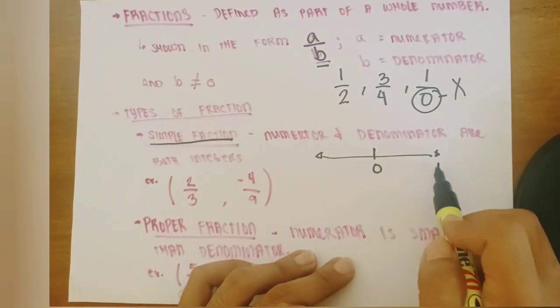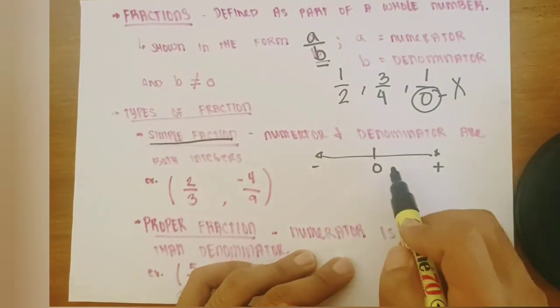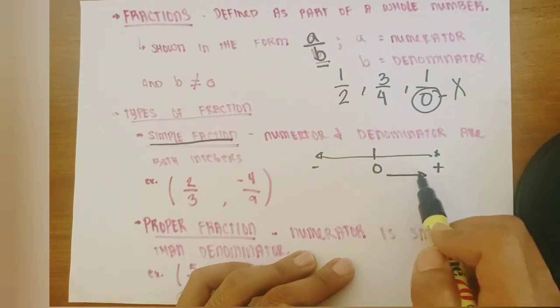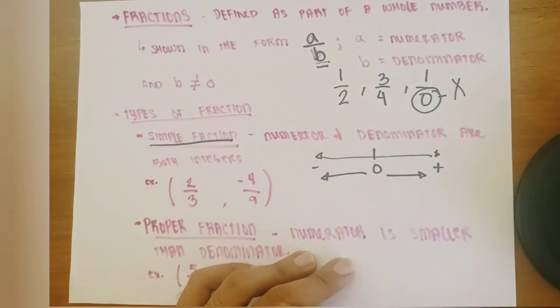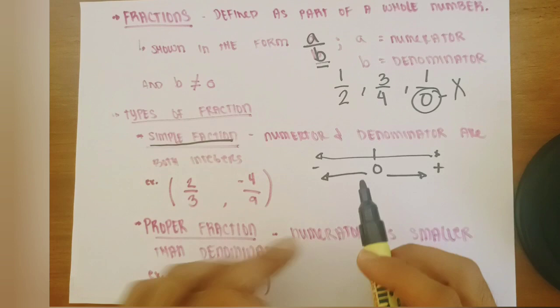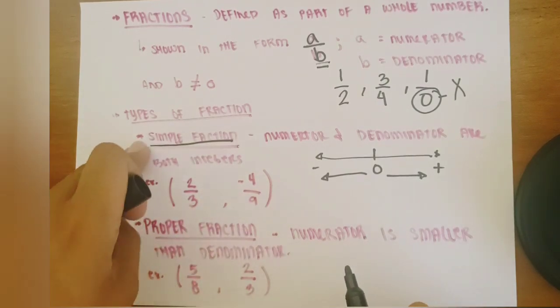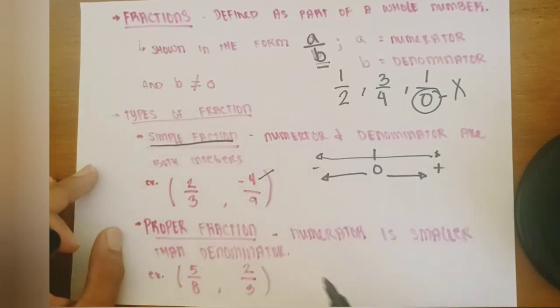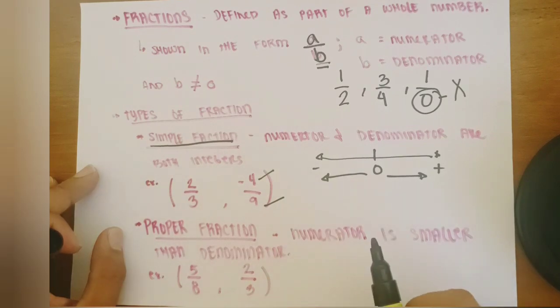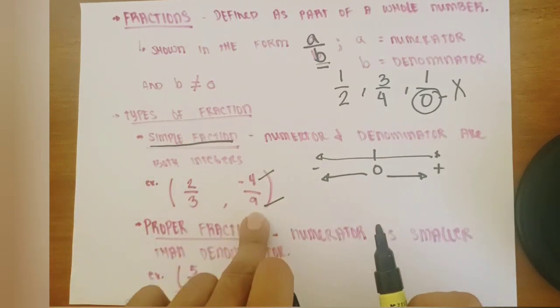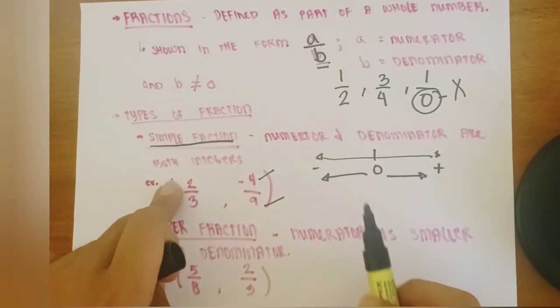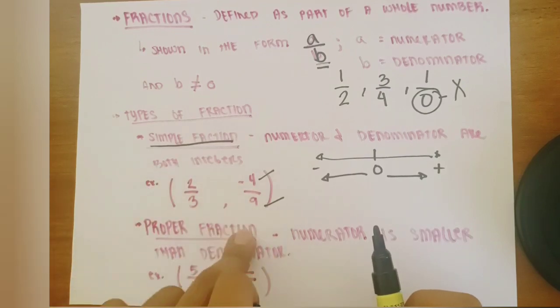So, 0, positive, minus. So, anything na positive number and negative number na whole number, hindi dapat siya decimal, ay simple fraction. So, may denominator tayo na integer, may denominator tayo na integer din. So, 2 over 3, minus 4 over 9.